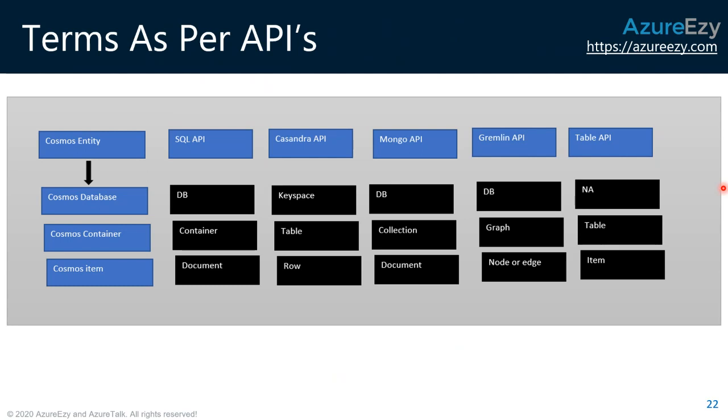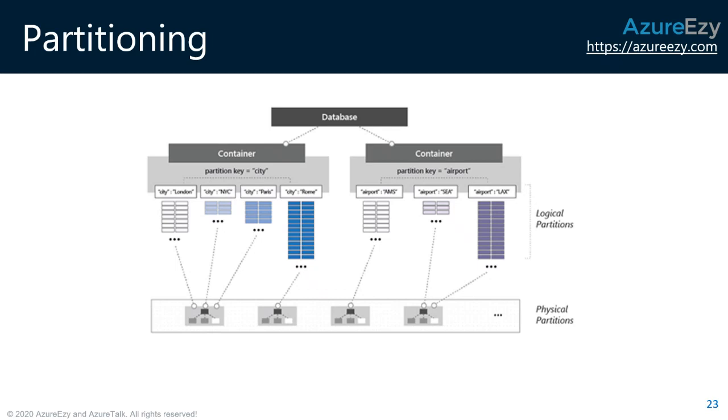Now, the most interesting topic of Cosmos is coming, which is partitioning. And we need to get the pen back. All right. Now, in Cosmos DB, we have a container and we interact with the container. We read the data from the container. We write the data in the container. Basically, the container is the service through which we interact and we can store data.